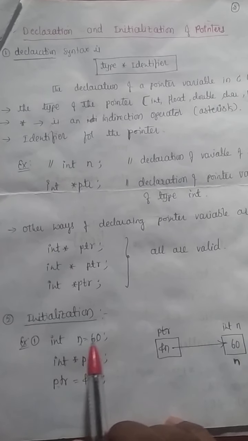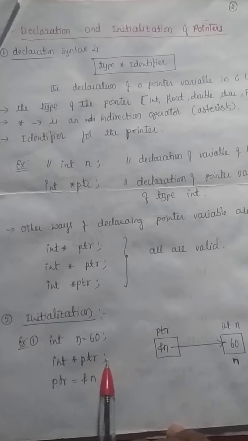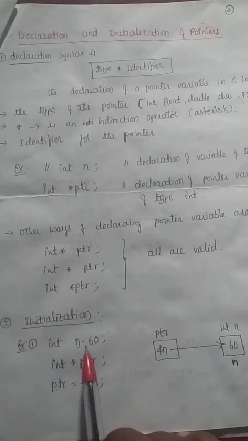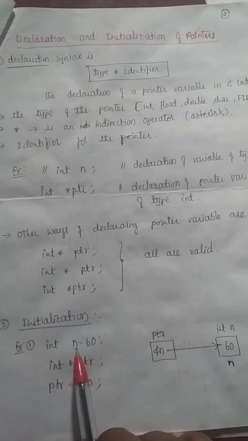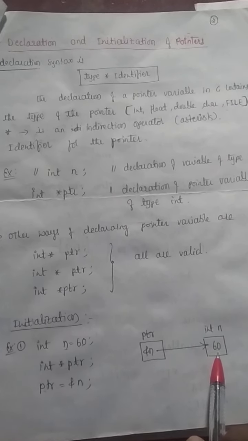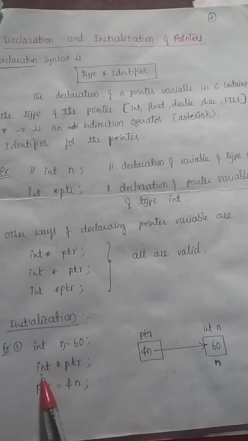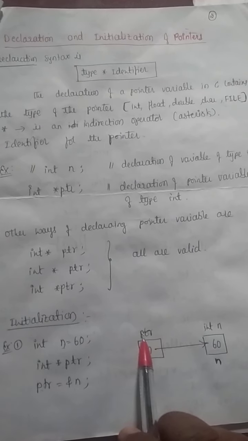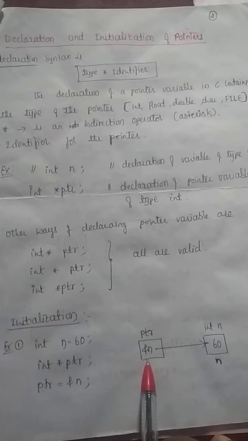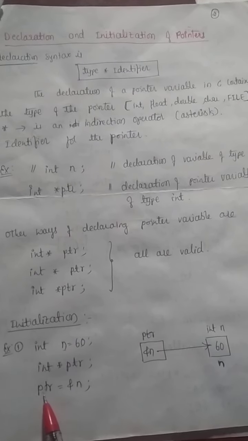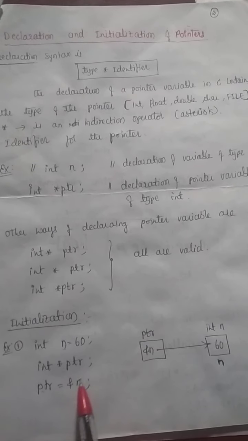See, int n is equal to 60. Int star ptr is equal to ampersand n. This is what we already discussed. I am taking one normal variable first. N is equal to 60. See, int n is equal to how much? 60 here. And then second line, int star ptr. I am declaring ptr here, one box I am using here. This is the declaration part. Then ptr is equal to ampersand n.